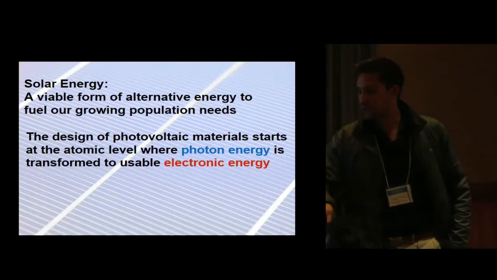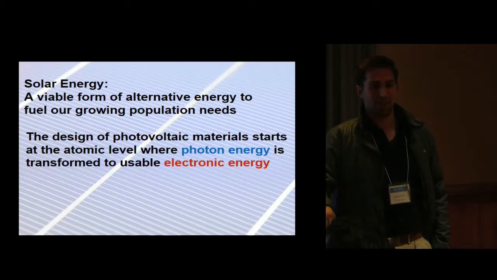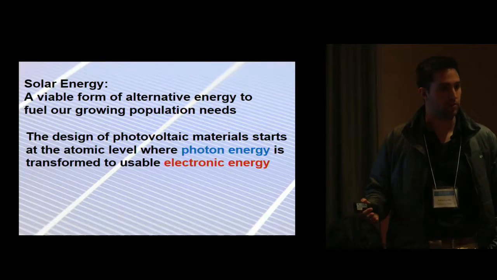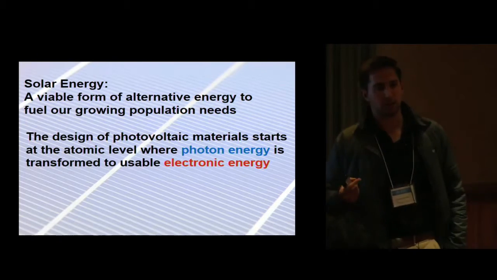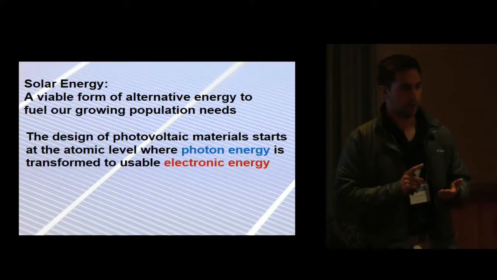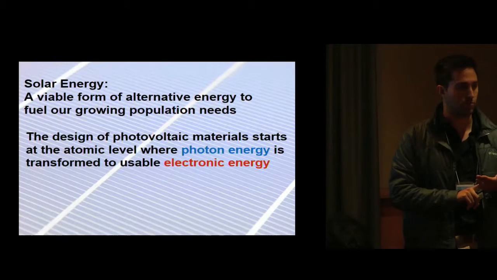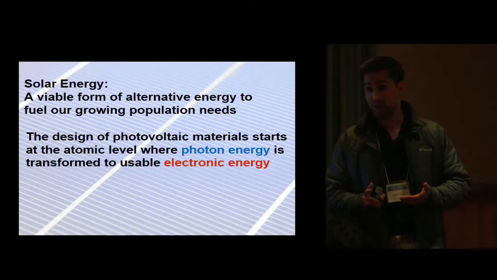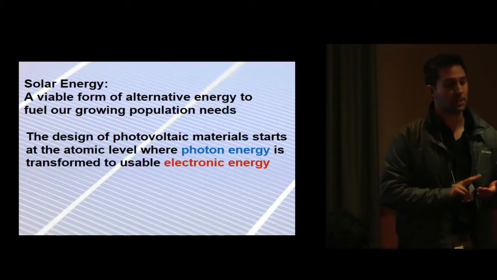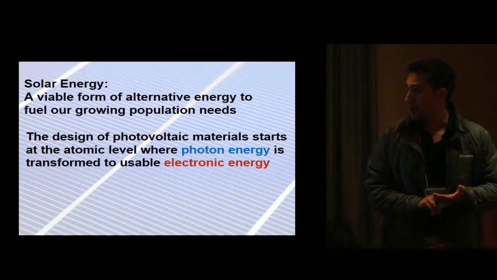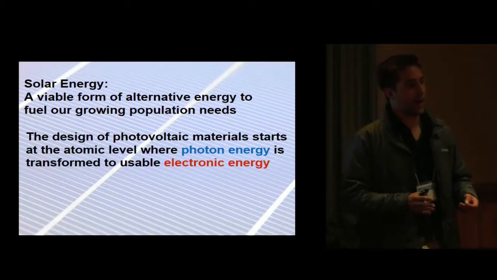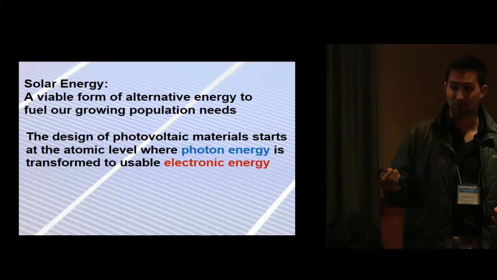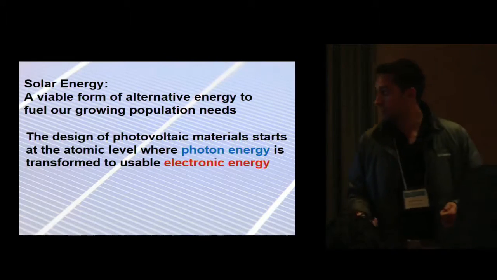So solar energy has gotten a lot of press in the past decades about being a viable energy source for the decades to come. And there are two major issues with solar energy that need to be addressed. The first is the infrastructural issue. How do we actually distribute solar energy around our grid? And the second is how do we actually make solar panels more efficient, so the actual material science problem. In our group, we zoom way in. We look at how solar cell materials take a photon and actually convert it to usable electronic energy.